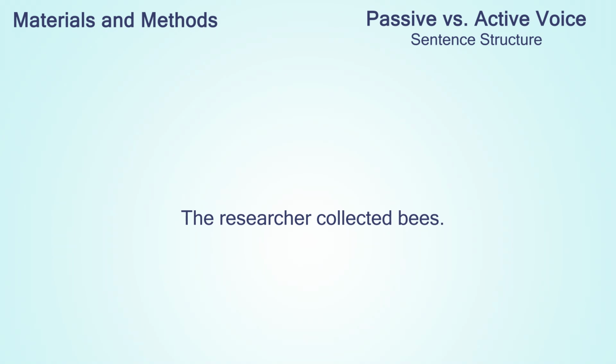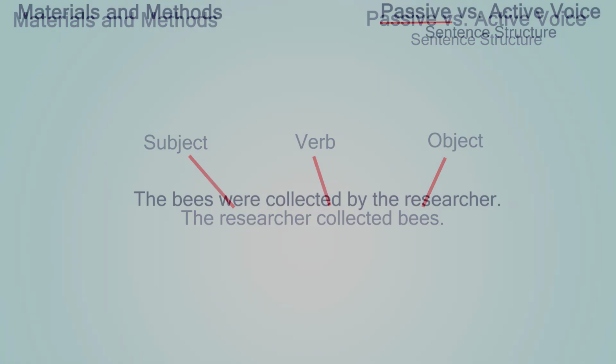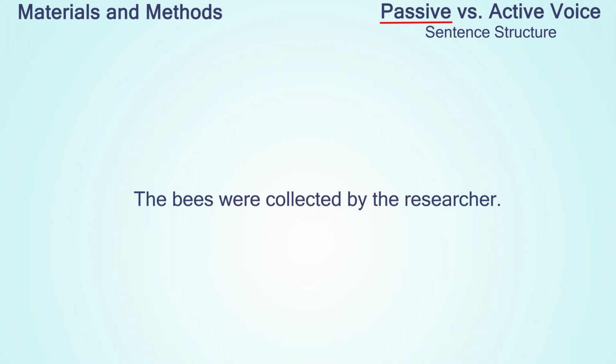Basic sentences are constructed using a subject, a verb, and the object. For example, in this sentence, the researcher collected bees. You can easily see that the subject of the sentence is the researcher. The verb is the word collected, and the bees are the object. Piece of cake. But let's rearrange this sentence.